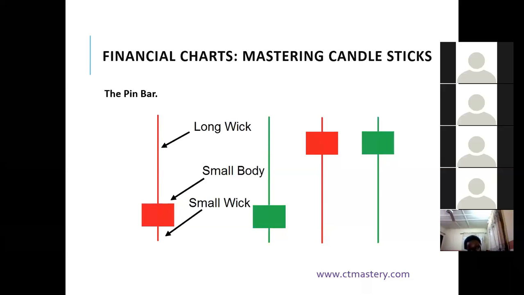There are 2 types of it. We have the bearish pin bar. This one is the bearish pin bar, which is called the shooting star. And we have the bullish pin bar, which is this one. It's also called the hammer. So let's start with the hammer.